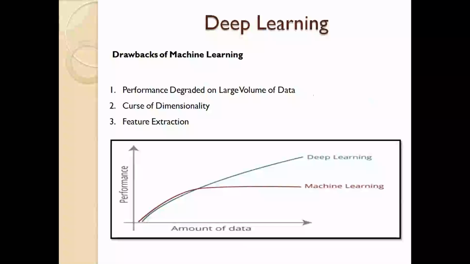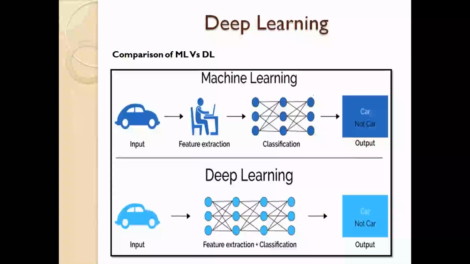So these are the three major drawbacks of machine learning, guys. It cannot perform well on a huge volume of data, the curse of dimensionality, and feature extraction. All three things are covered by deep learning, and deep learning gives a very good level of performance on high volumes of data.